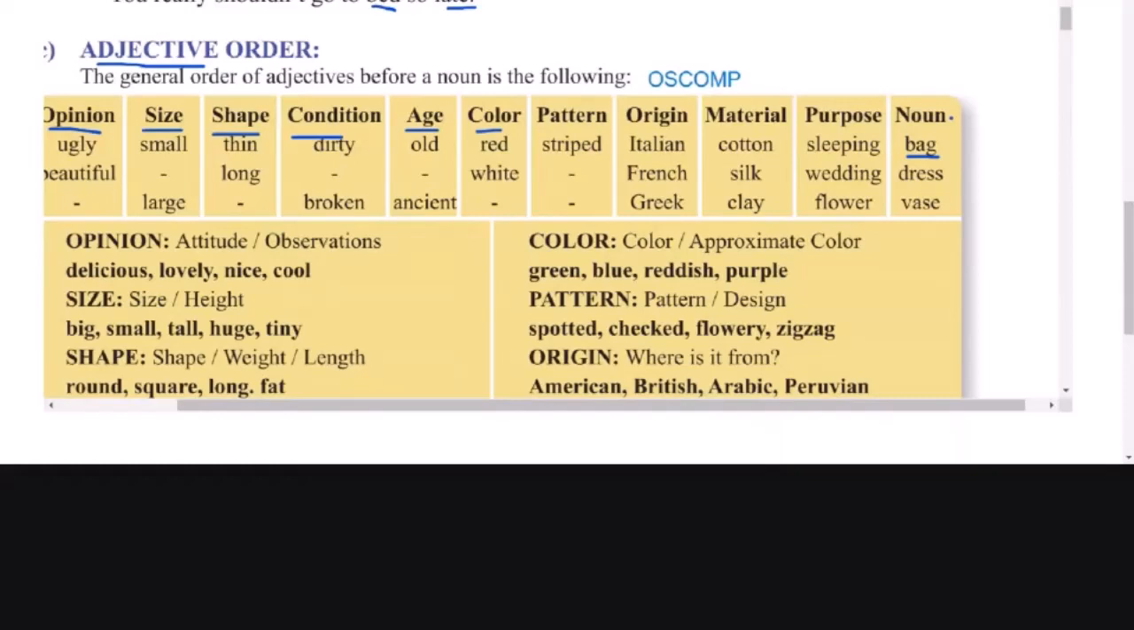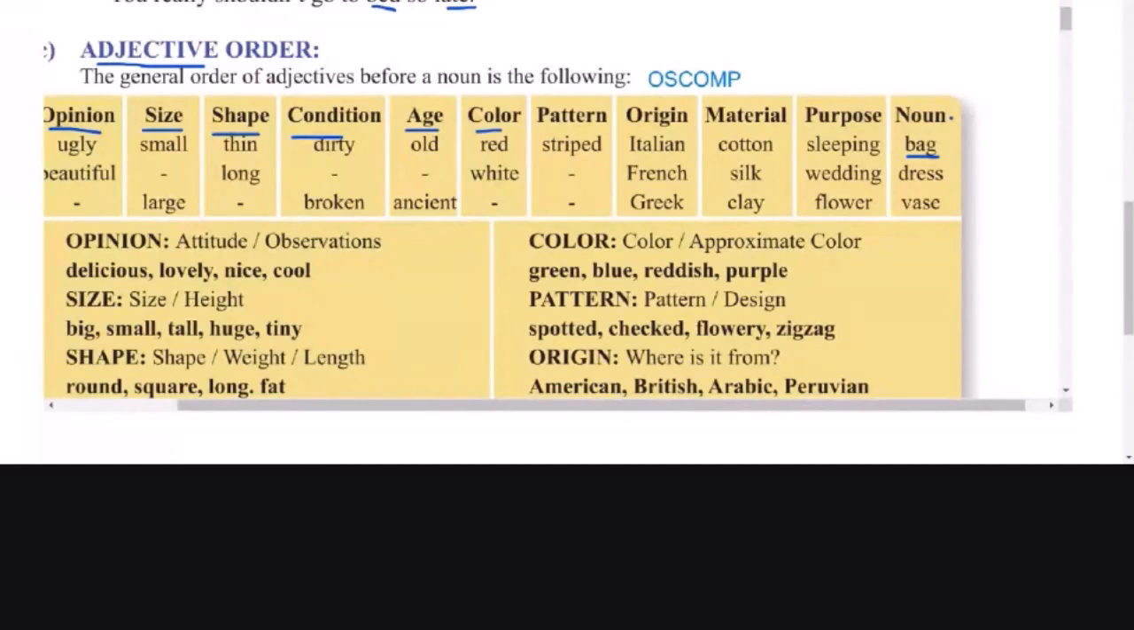Italian, the origin, not the nationality. It doesn't say nationality, even though it could be in different contexts. Origin, then material: cotton, silk, metal, whatever it is, right? The material. The purpose, what is it used for? Why do we use it? For example, if it's a knife, what type of knife is it? It's a hunting knife, and the purpose would be hunting. That's its purpose. It's a purpose adjective.